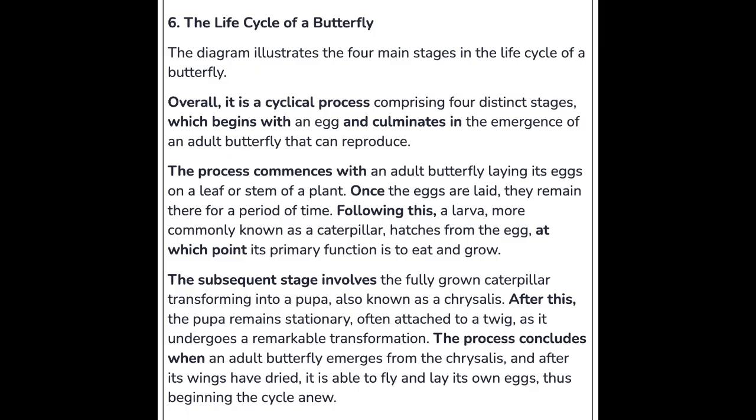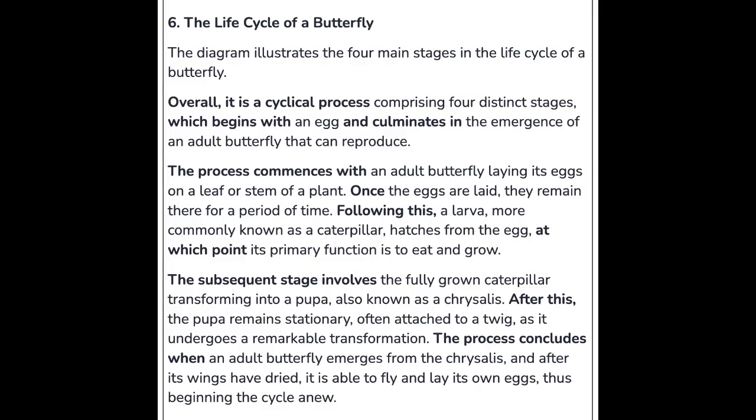The diagram illustrates the four main stages in the life cycle of a butterfly. Overall, it is a cyclical process comprising four distinct stages, which begins with an egg and culminates in the emergence of an adult butterfly that can reproduce. The process commences with an adult butterfly laying its eggs on a leaf or stem of a plant.